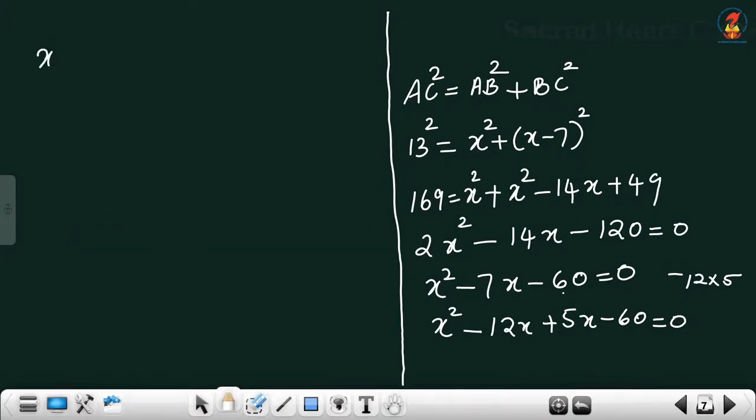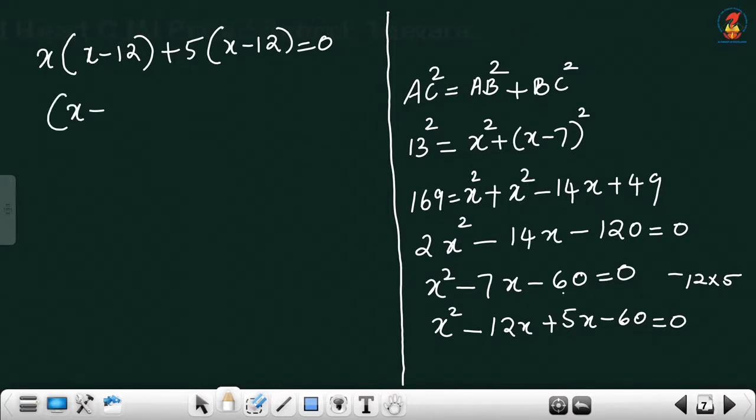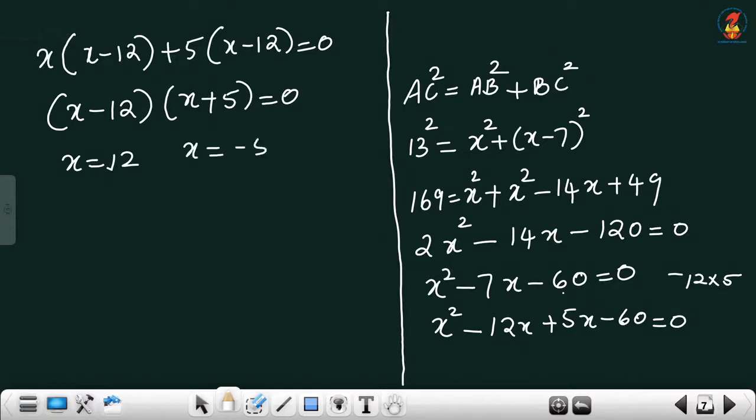So we can take out x from the first, so x minus 12. From the second you can take out 5, again x minus 12 will remain there. So we can take out x minus 12 from this, x minus 12 into x plus 5 equal to 0. So from this we can take x is equal to 12 and x is equal to minus 5.